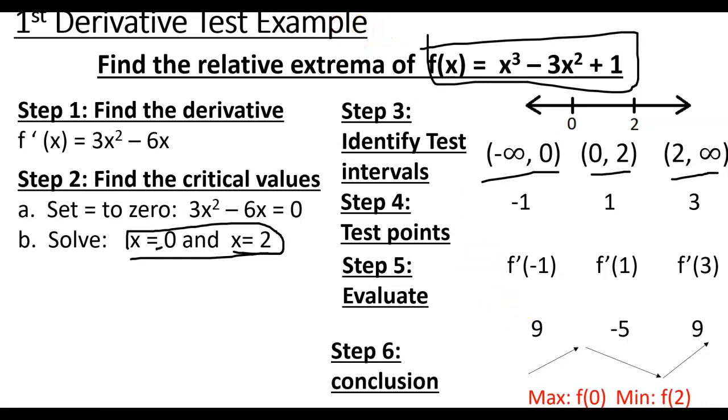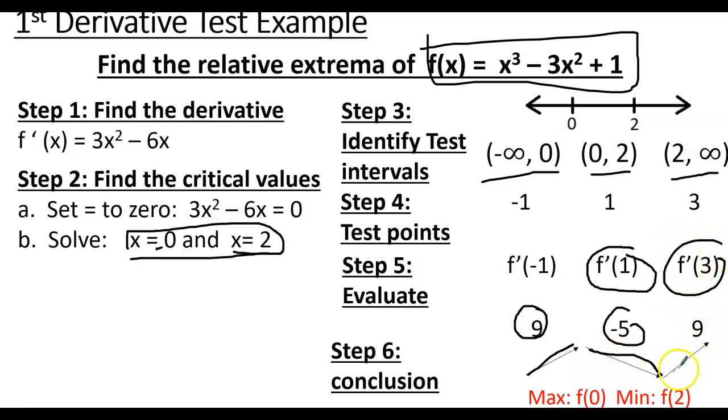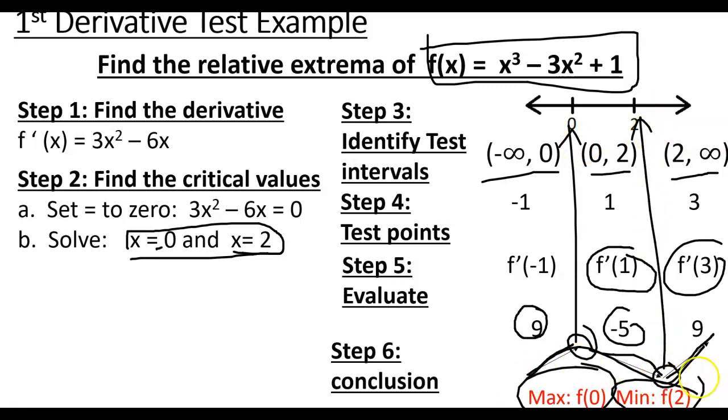By doing that, I end up with a positive answer here, which means the function must be increasing. For this one, I get a negative number, which means it must be decreasing. And for this one, I get a positive, which means it must be increasing. From here, you can tell from the shape of the graph that this point right here, which was at 0, must be a maximum. And this point right here must be a minimum. So f of 2 is a minimum. And that's what we call the first derivative test. So find the derivative, find the critical values, do a number line test, draw a picture, and you've got your answer. Okay? So that's the first derivative test.